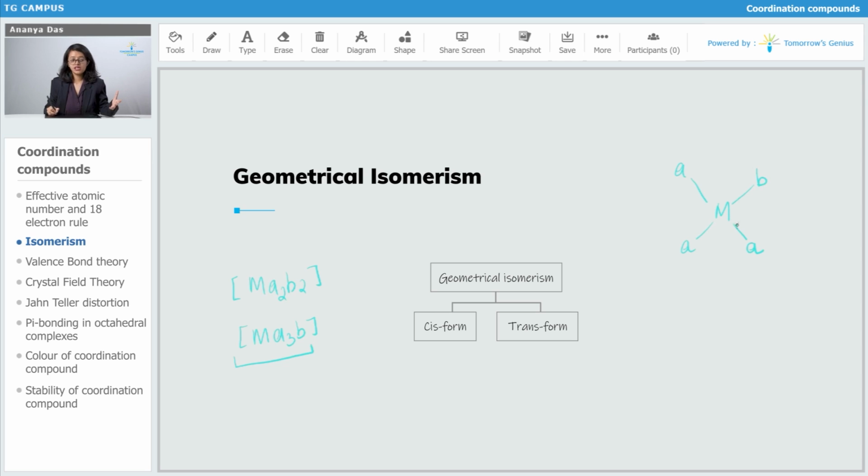I can say A is trans to A. Here the angle is 180 degrees, but here the angle is 90 degrees. So, this is neither a trans form nor a cis form. So, trans form and cis form are applicable only for the earlier type. So when I say something is trans to something, I mean that there is an angle of 180 degrees between those two ligands, and if I say A ligand is cis to A, I mean that between the A and A ligands there is an angle of 90 degrees.